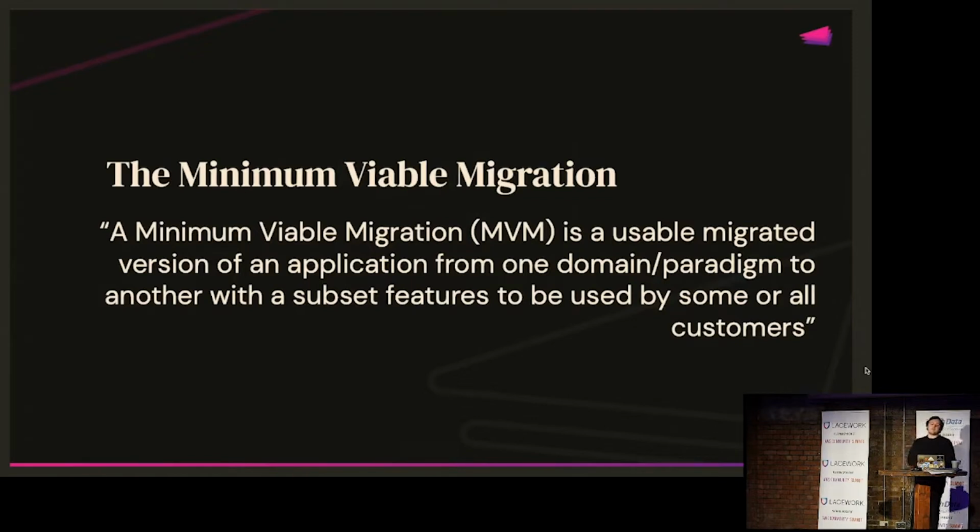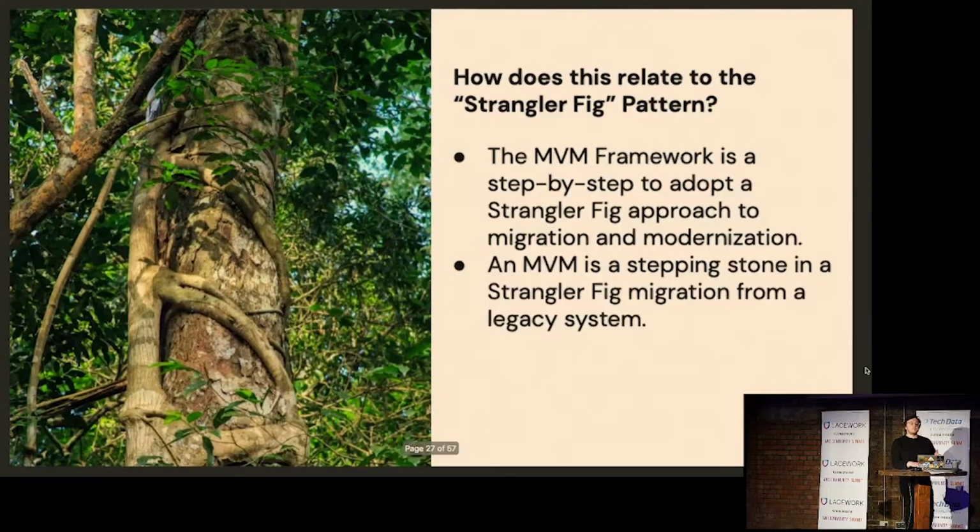Now, a minimum viable migration is a usable migrated version of an application from one domain or paradigm to another with a subset of features to be used by some or all customers. You can really see the link to minimum viable products, but here it's how do we release with just enough features for a segment of users or to redirect some parts of the application to the new architecture.